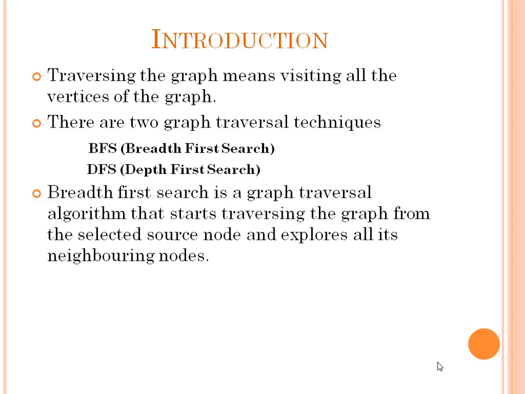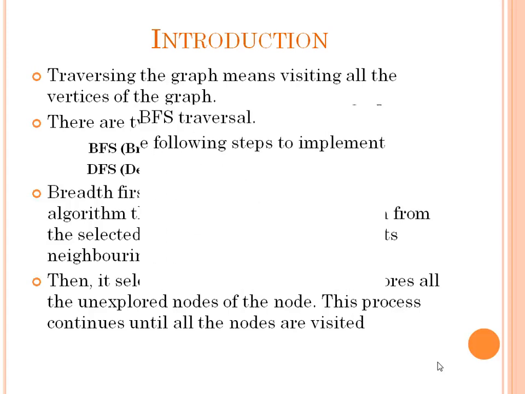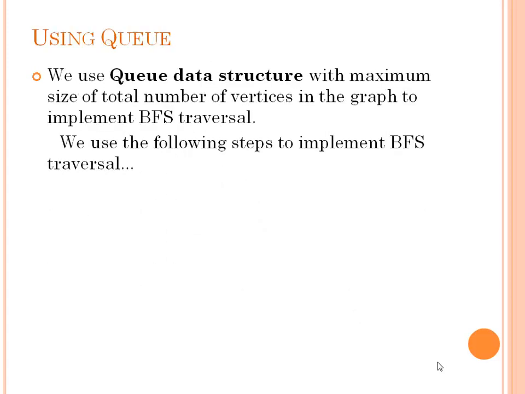Breadth first search is a graph traversal algorithm. It starts traversing the graph from a selected source node and it explores all its neighboring nodes. Then it selects the nearest node of the source node and it explores all the unexplored nodes of that particular node. This process continues until all the nodes of the graph are visited. To implement the BFS traversal technique, we use a queue data structure. Here are the steps to implement the BFS traversal technique.